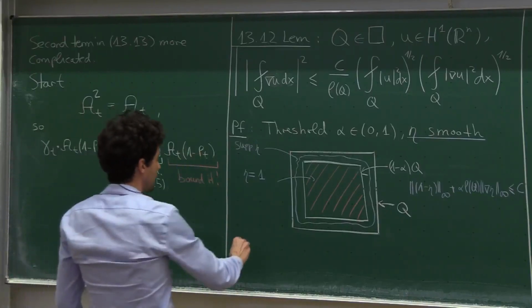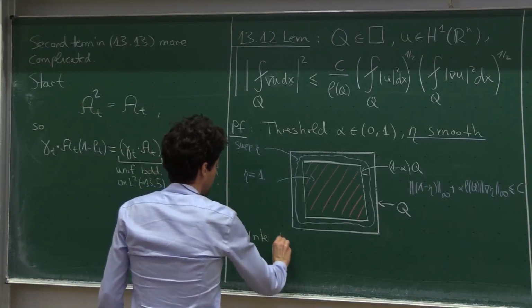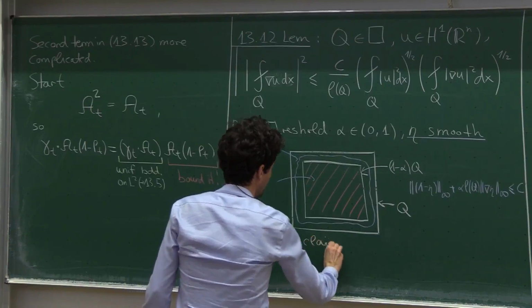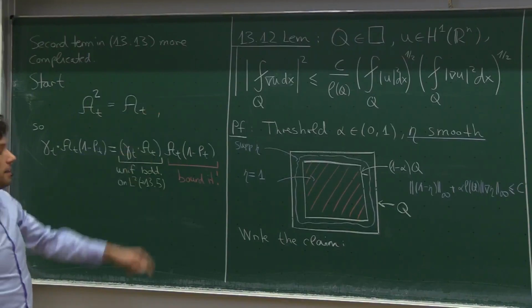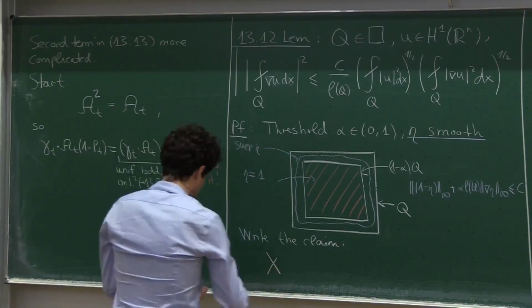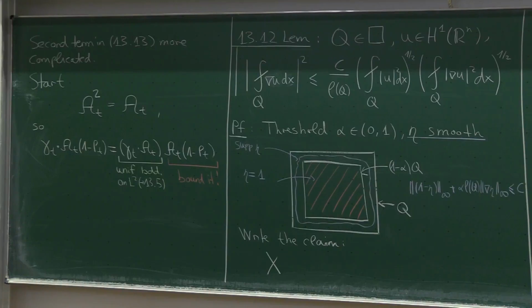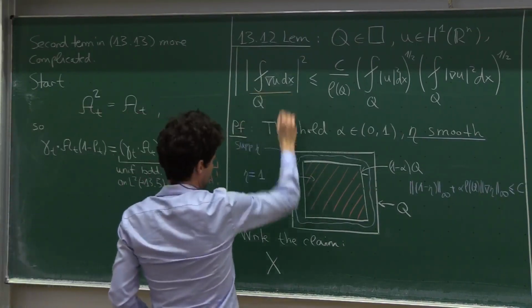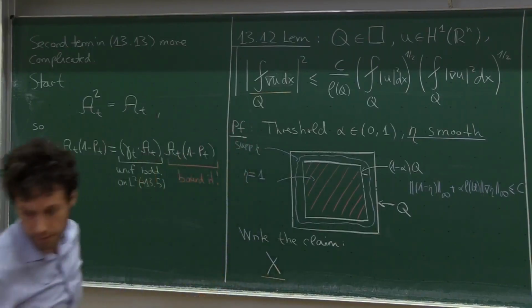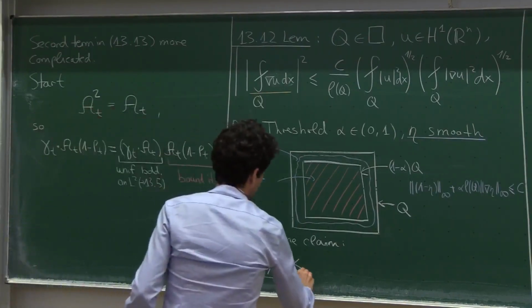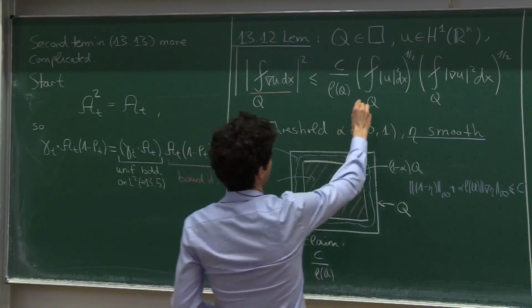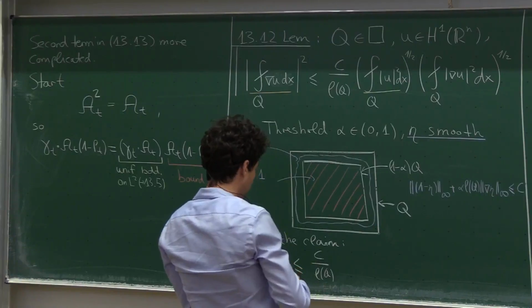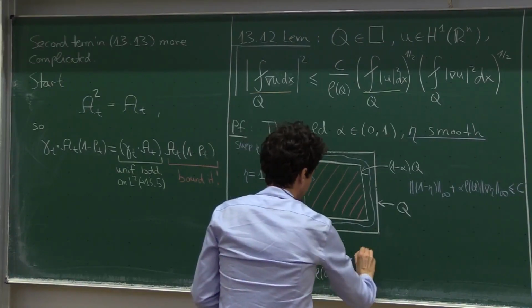Okay, so I'm going to write the claim. I'm going to write in a short way. I'm going to call x the average of the gradient. Okay, so x is, now I need how many colors? 3 colors. So x is going to be the average of the gradient. And the claim I want to prove is this is bounded by constant times the length of Q times the average of the function squared to the 1/2. So this is y to the 1/2.